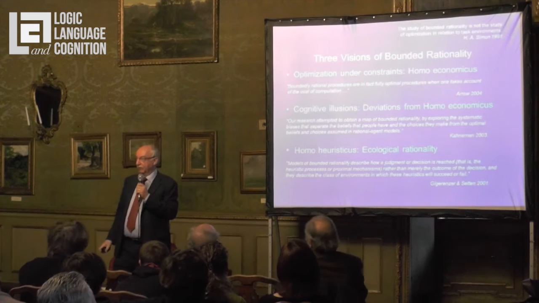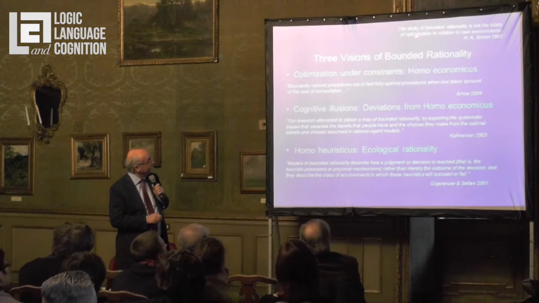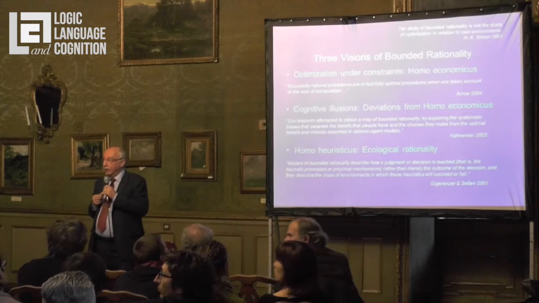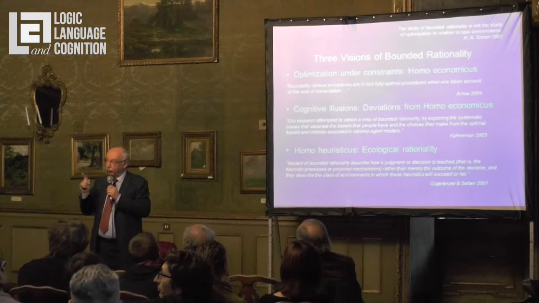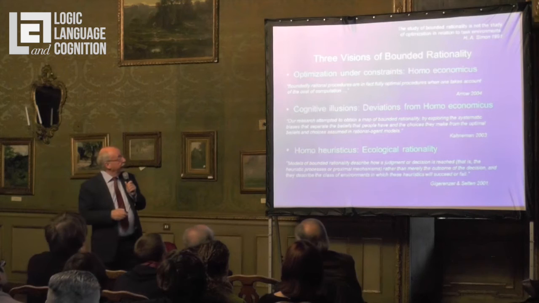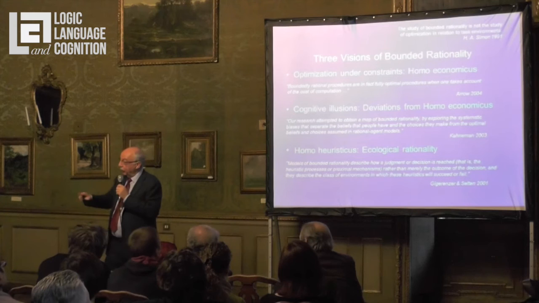Note that this was never Herbert Simon's idea, who is credited with the name. I have a quote up here. The study of bounded rationality is not the study of optimization in relation to task environments. Herb once told me that he wanted to sue people who misused his term bounded rationality for optimization under constraints. He never did. But this is the reigning interpretation, and I give you a citation here from Kenneth Arrow, a Nobel laureate in economics, and this is from the book on the late Herbert Simon, where he still maintains that.